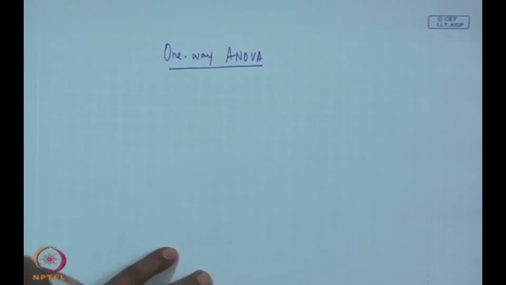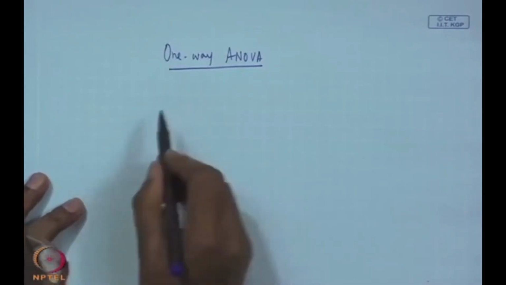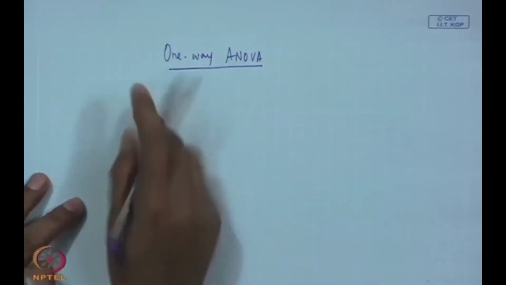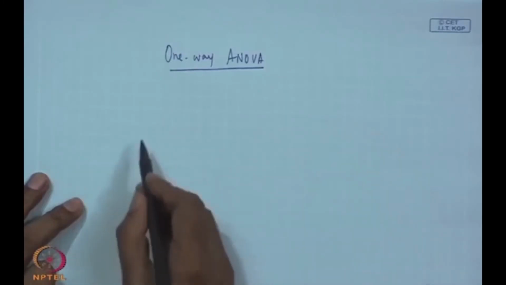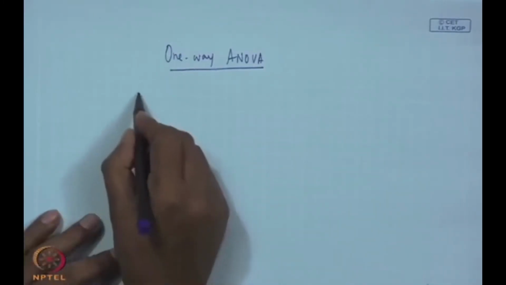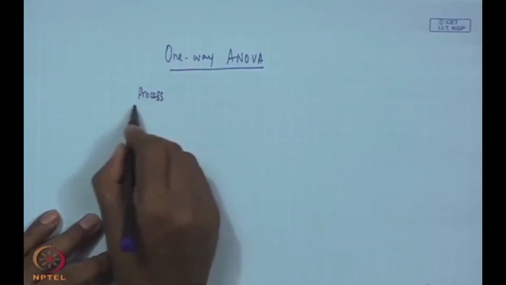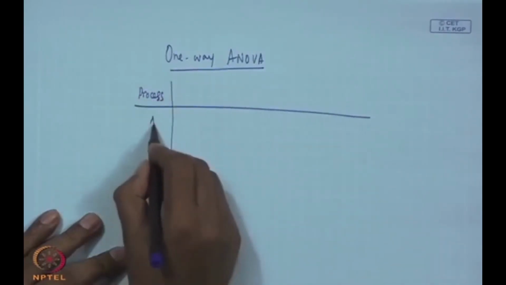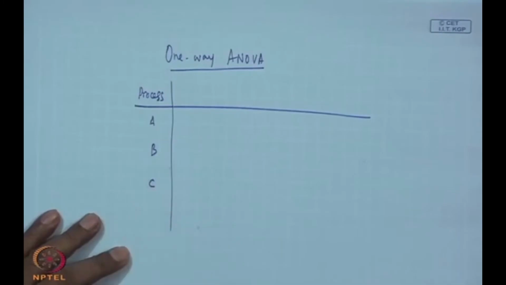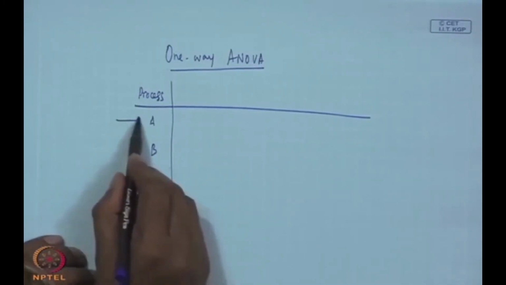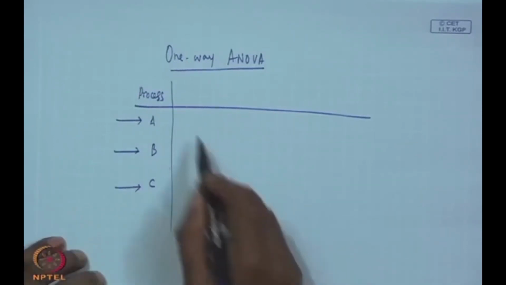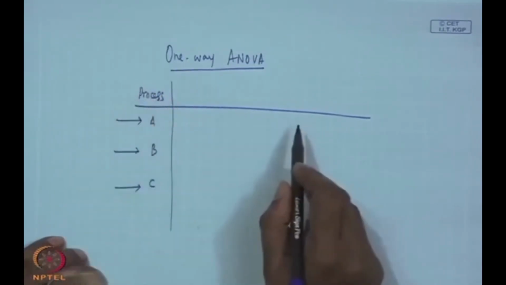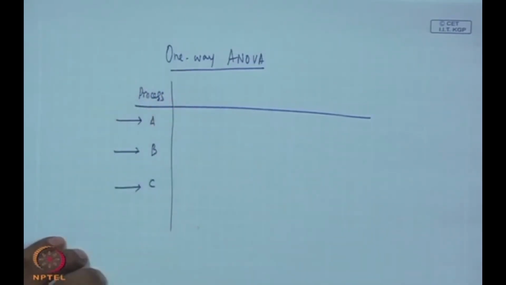One-way ANOVA. Why one-way? Because we have considered only different population in terms of one factor. For example, I say that different processes. We say that process A, process B, process C, and we treated them as if this is population 1, this is population 2, population 3. Now, what is the guarantee that the process will perform equally over the seasons?